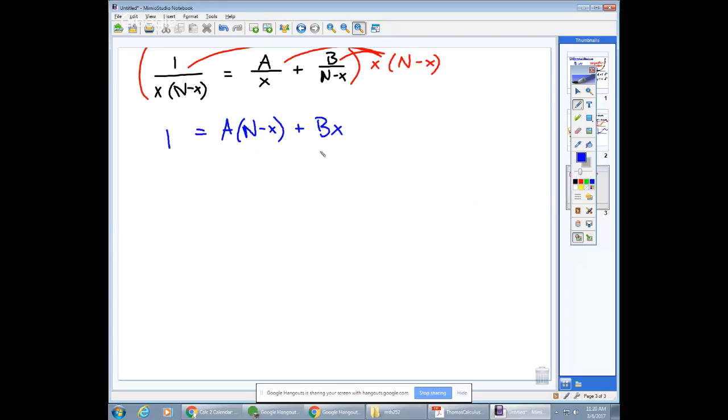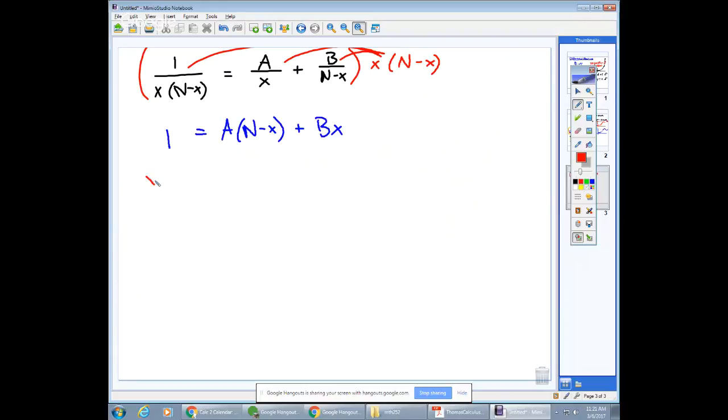And then we have 2 choices from here. We could either collect like terms or we could pick convenient values for x. Does anybody have a favorite? I really like convenient values. Otherwise, no matter what, you get a system of equations.